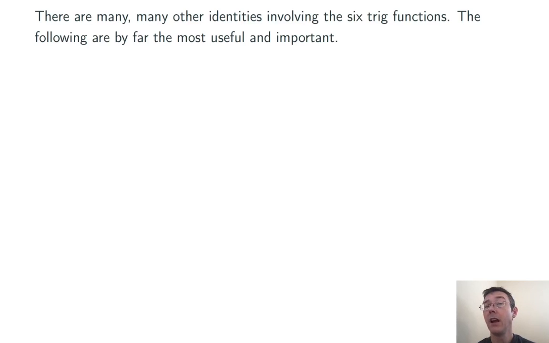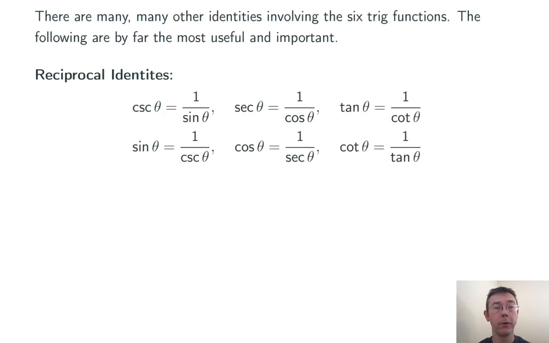Now, there are many, many other trigonometric identities that involve these 6 trig functions. I'm just going to run through the very most basic, the very most important. First of all are some that we've already mentioned, the reciprocal identities. For instance, cosecant of theta is 1 over sine theta, and sine theta is 1 over cosecant of theta.